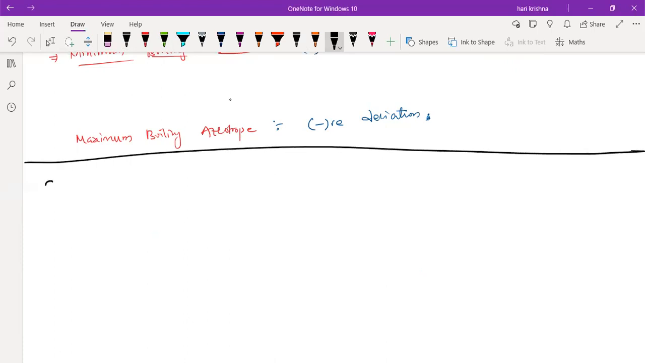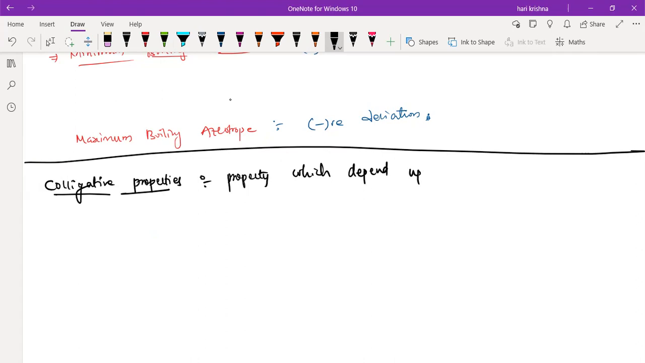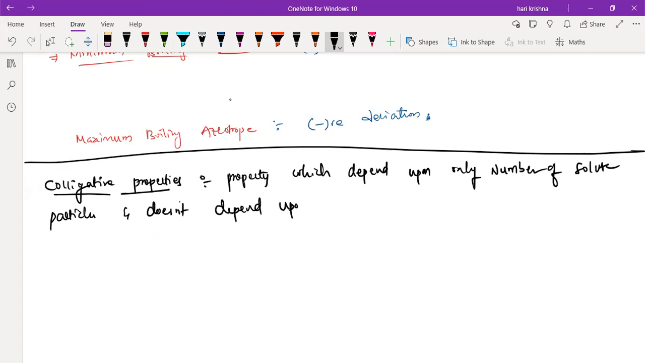The next one is the colligative properties. So colligative properties is a property which depends only upon the number of solute particles and does not depend upon the nature of the solute particles.